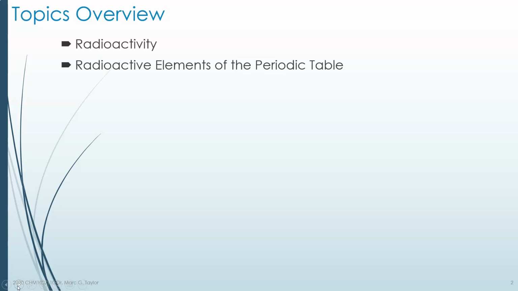In this unit, we're going to be talking about radioactivity. We're going to look at a periodic table. And while there are radioactive isotopes of every single element on the periodic table, some of those are naturally occurring, some of those are man-made, there are some elements on the periodic table for which every isotope of that element is known to be radioactive, and we'll look briefly at those.